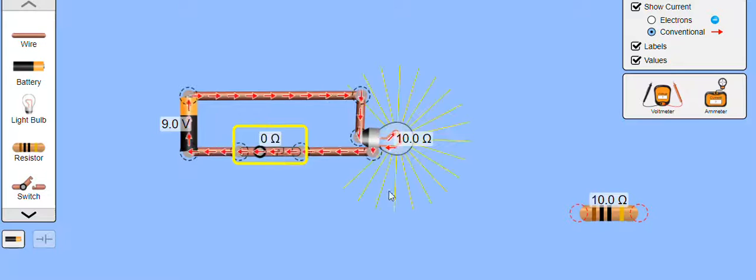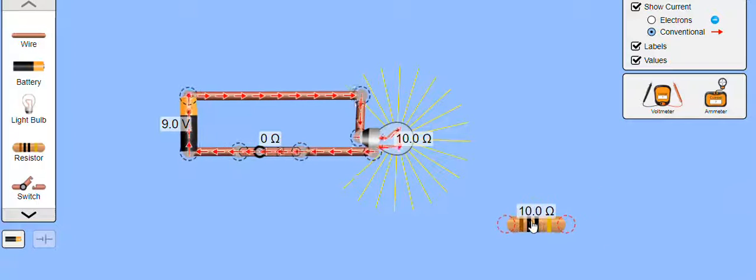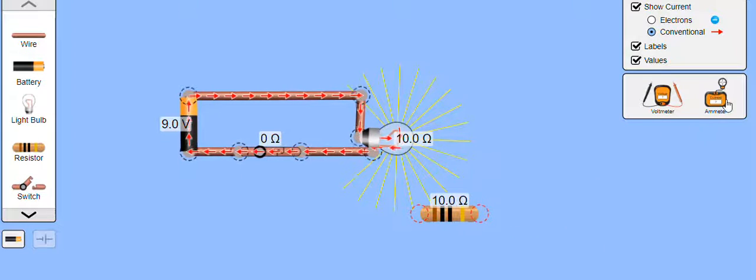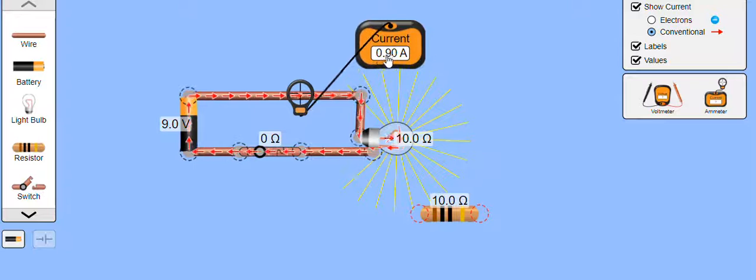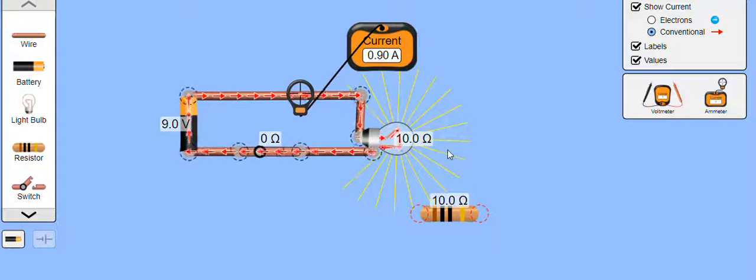Now the purpose of adding the resistance: I am using an ammeter. An ammeter is a device which is used to measure the current of the circuit. Here you can see that the measured value of current is 0.90 ampere. Now I am going to introduce this 10 ohm resistance, and let us see what happens to the circuit, what will be the amount of electric current.